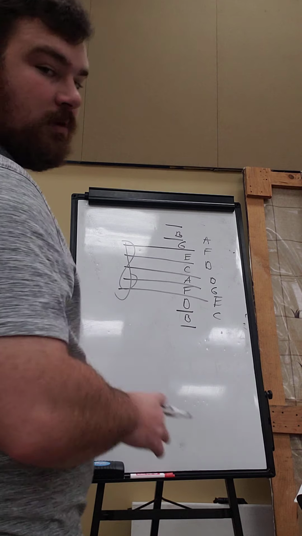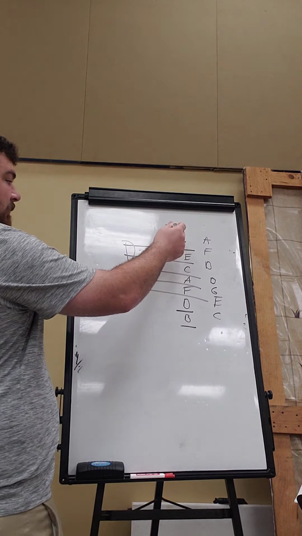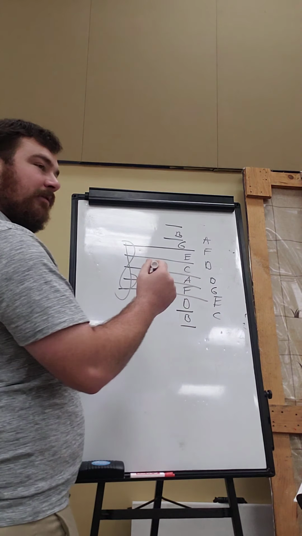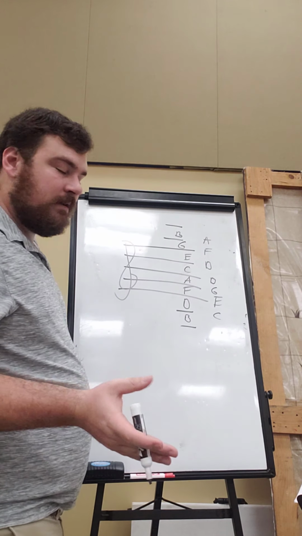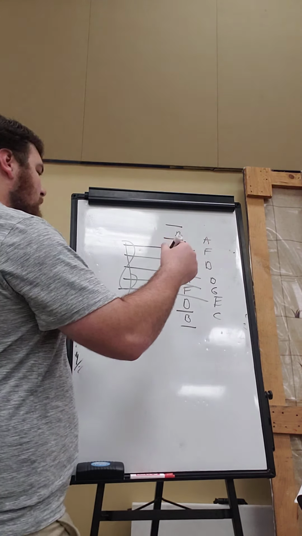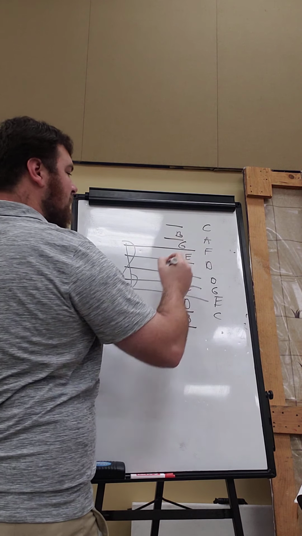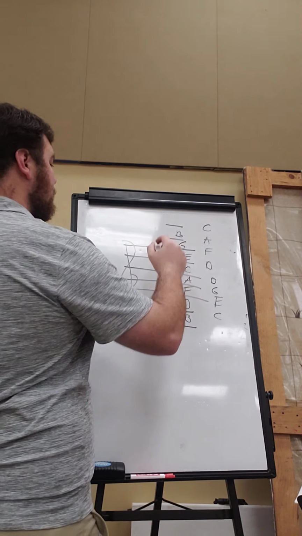So we're going to add on one more ledger line to each side, okay? So we're up here at B, okay? If we remember our musical alphabet, A, B, C, D, E, F, G, A, B, C, okay? We're at B, so that tells me that this next line is going to be C, and that the top space is going to be D.